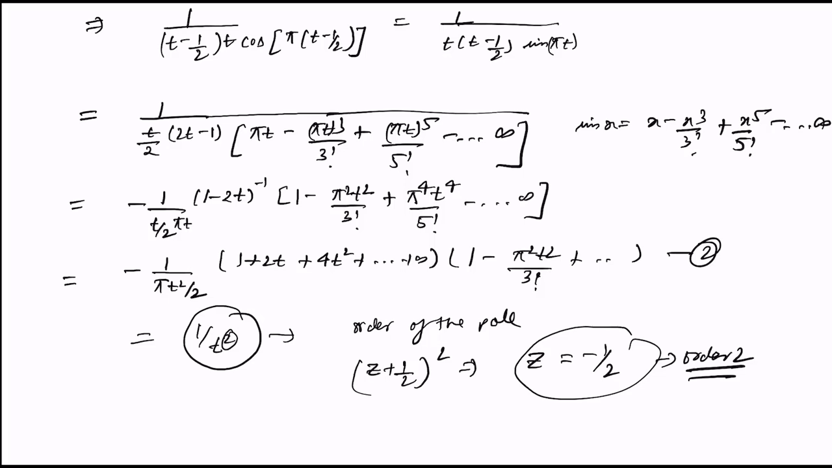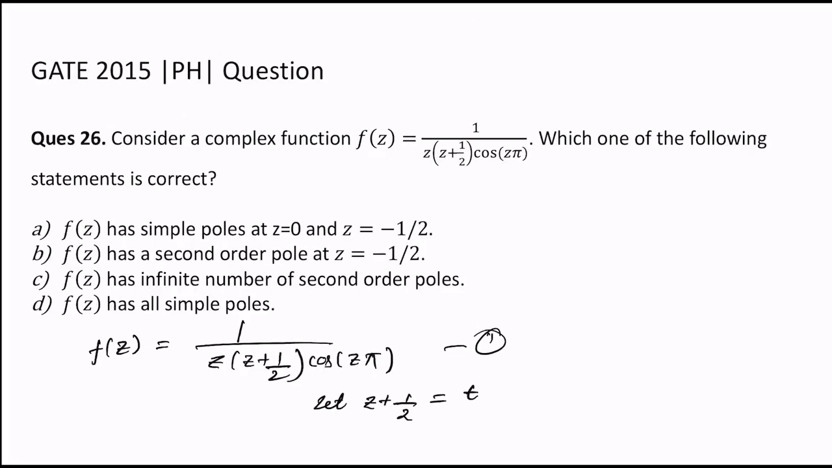So f of z has a pole at minus 1 by 2 and its order is 2. So option B is the correct option in this question. If we look at option B, f of z is a second order pole at z equal to minus half. So option B is correct.